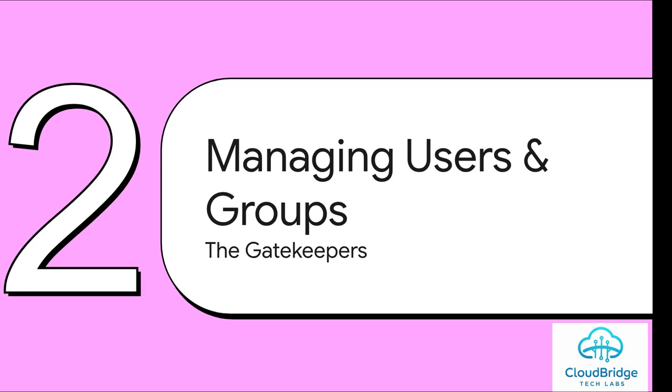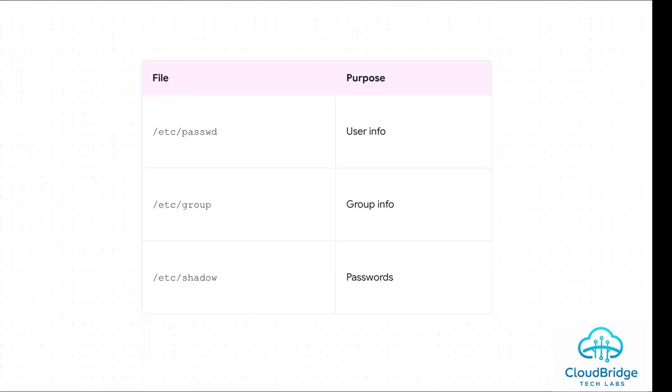Section 2. Managing users and groups, the gatekeepers. Now, what's really interesting about this slide is the exact architecture of how Linux tracks who's allowed to do what. Check out these three crucial files. The /etc/passwd file stores your essential user information. The /etc/group file handles your group information. And critically, /etc/shadow is where the really sensitive stuff, the password hashes, are securely stored. You need to know these paths by heart, seriously, because they are the ultimate source of truth for system access.